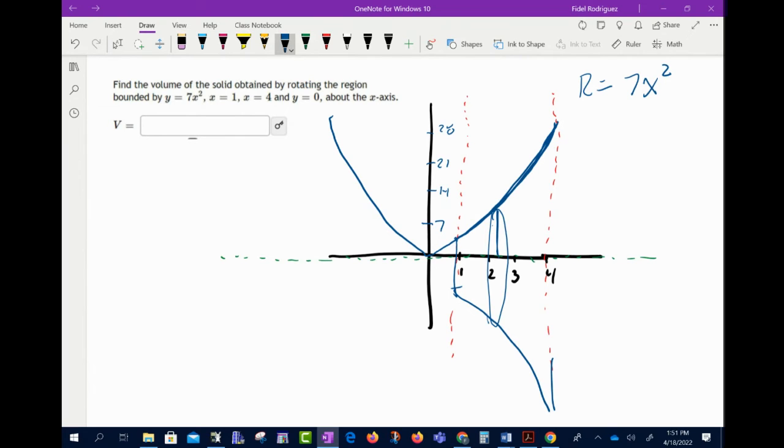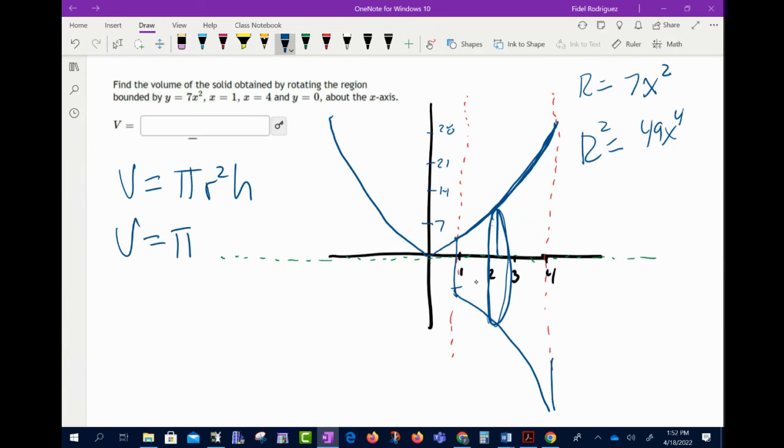All right, let's see, what else do we have? We got 7x squared. Okay, so my radius squared. I got to square my radius. What is 7x squared when you square it? 49x to the 4th. Okay, so remember what we're doing here. We're finding the volume of little cylinders right here. Okay? So the volume of the cylinder is always pi r squared times h. So it's going to be pi r squared, what he said was 49x to the 4th. Our h, y'all, my h is always going to be my dx. Very good.